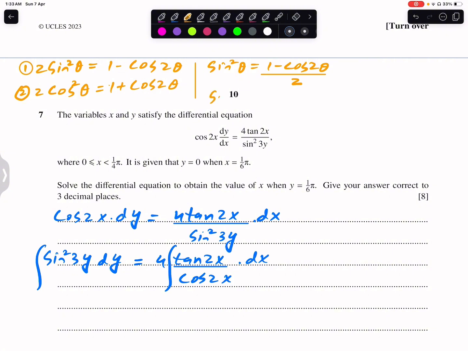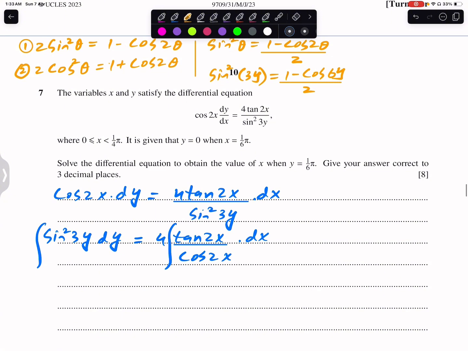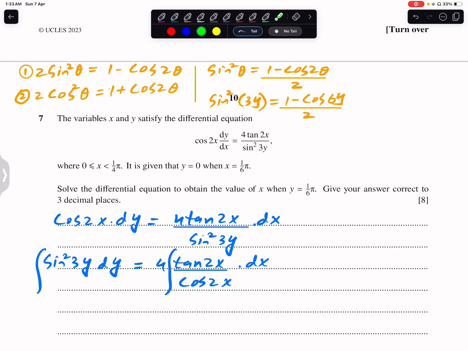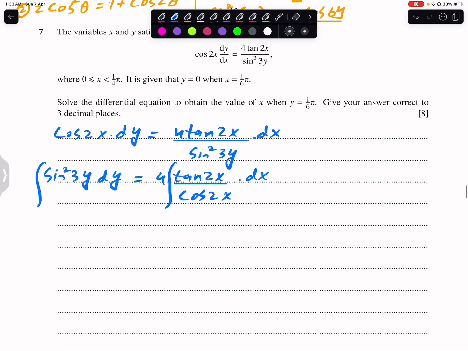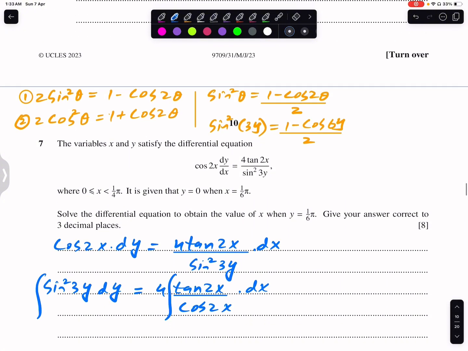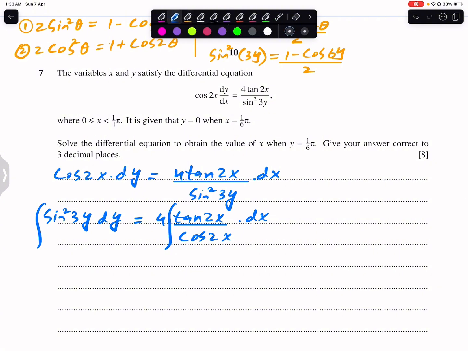So in your question you have sine square 3y, so you will write 1 minus cos 6y divided by 2. The 2 will be the same, okay? So I'm using this 1 minus cos 6y divided by 2 to integrate the left side. The reason to use this formula is that we don't have integrals of sine square, cos square, tan square directly in the formula sheet. So we will convert this into a single power, and then integrate the resulting expression.